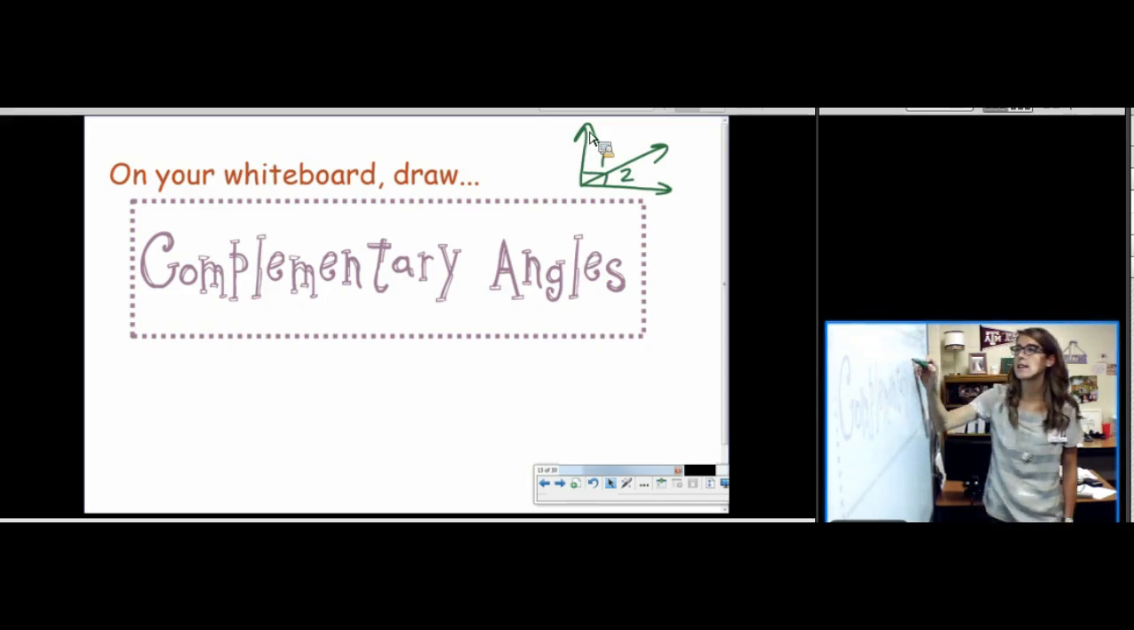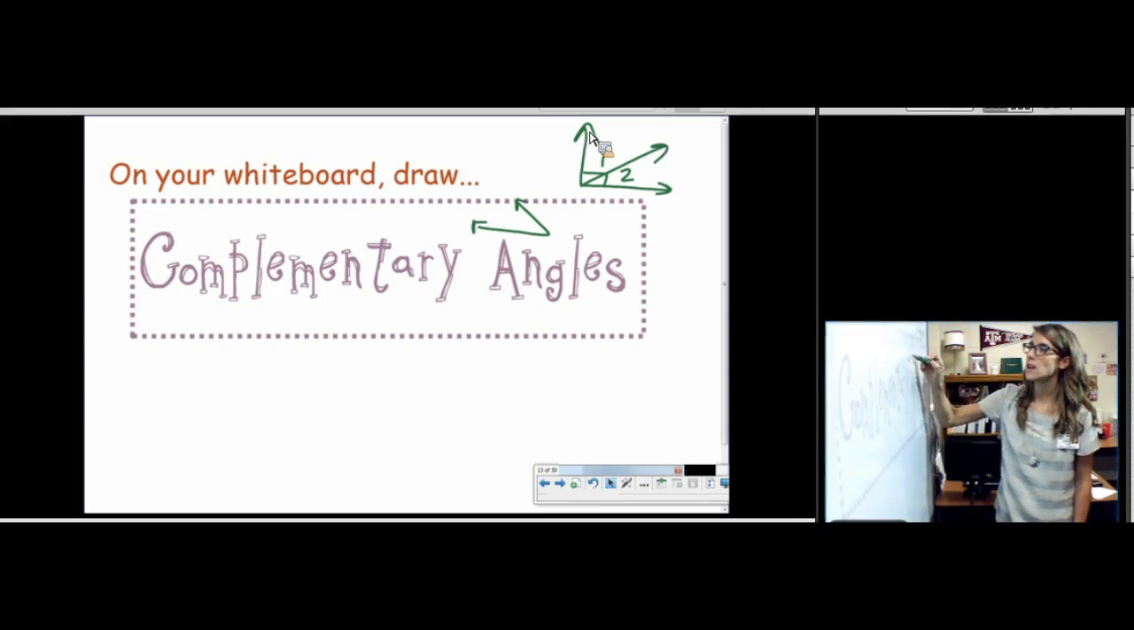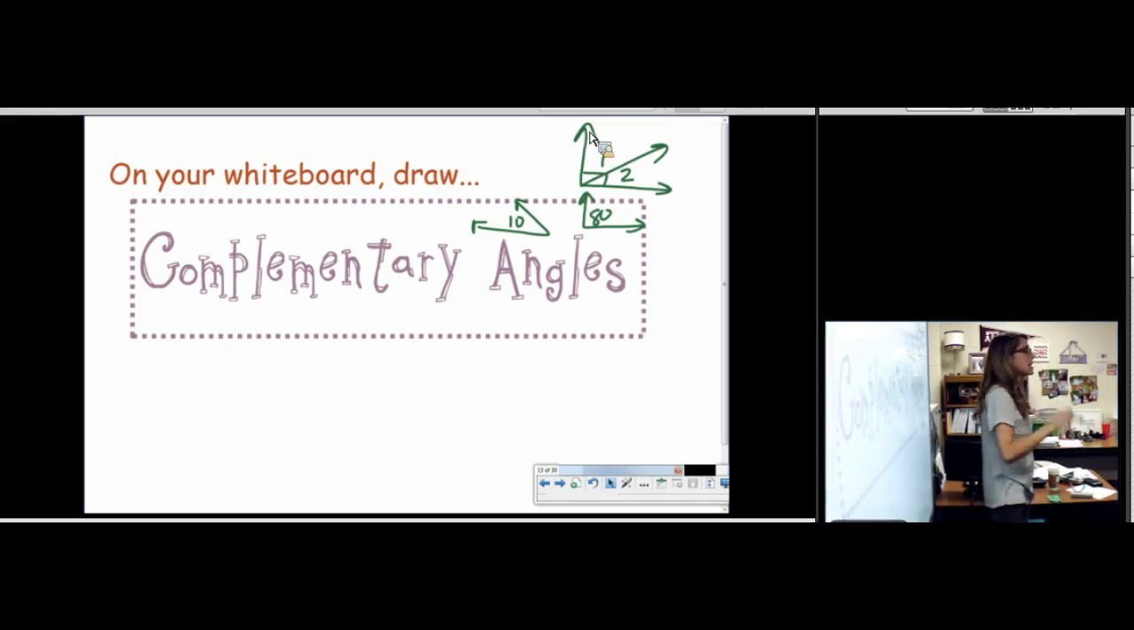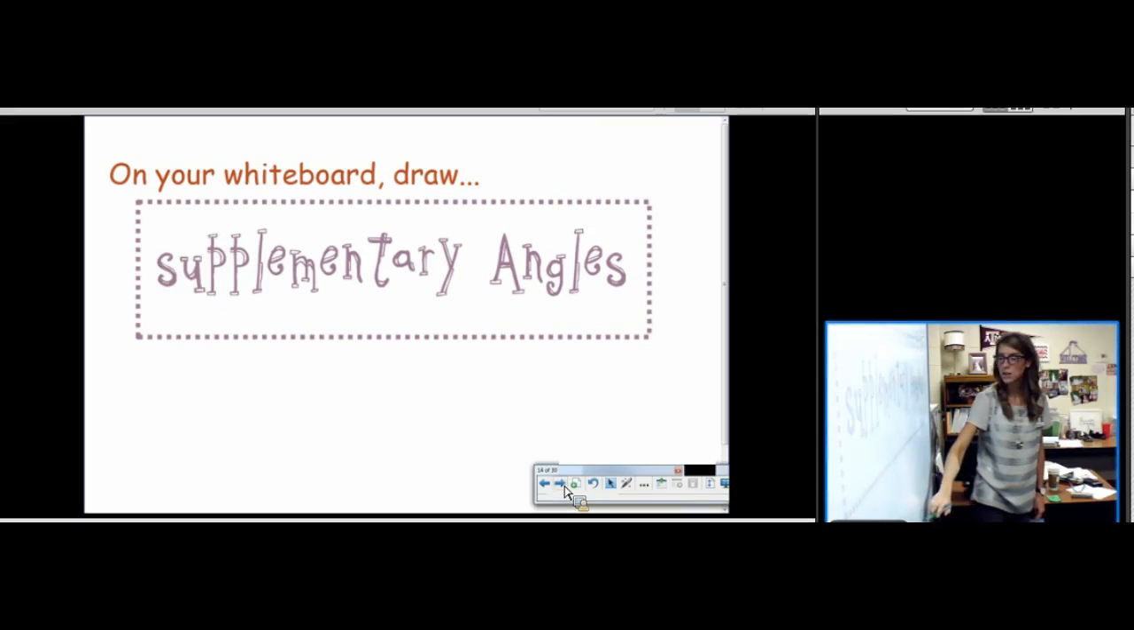Could you have done something like this? Someone did this. 10 degrees, and what would the other one need to be? 80 degrees. That could have been your picture as well. It needed to be two angles that add up to 90 degrees. Okay, we're not going to do supplementary.